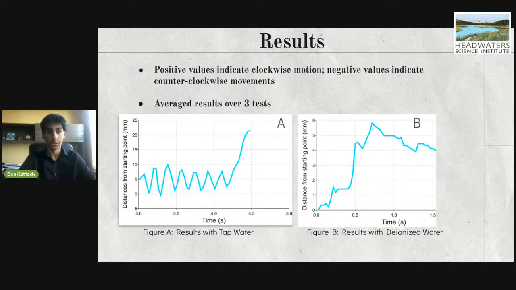These are the results of our microgravity tests. These results were all averaged over 3 tests for each type of water. As you can see, the variability in the graphs shows the inconsistency between tests. Positive values in the graph indicate clockwise motion, while negative values indicate counterclockwise motion. You can see that the tap water has way more variability than the deionized water, and it moves between clockwise and counterclockwise motion in some areas, which means that the deionized water is the more consistent choice.